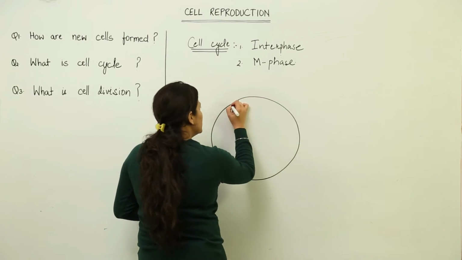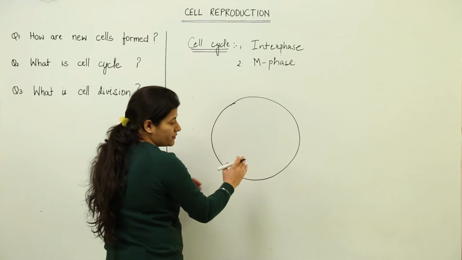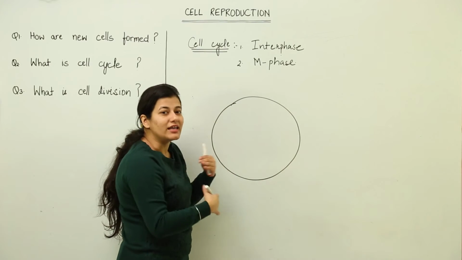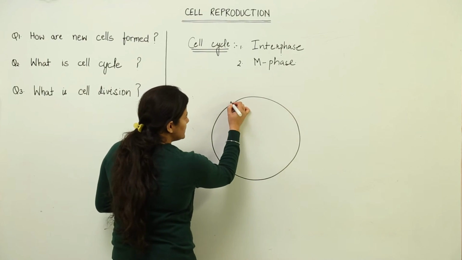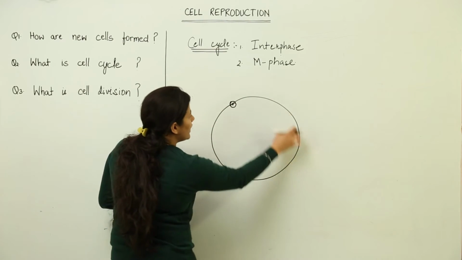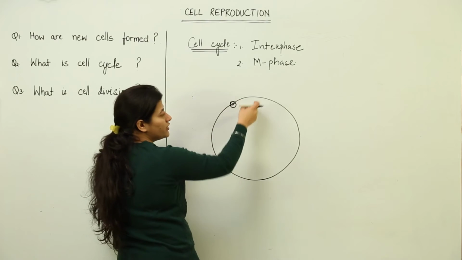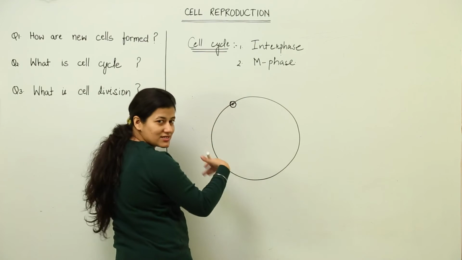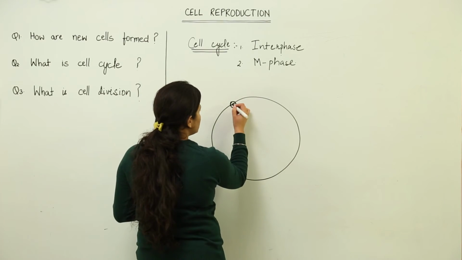Please pay attention that when I'm talking about a cycle, that means this keeps on going in a cyclic manner. Supposedly a cell starts from here, the parent cell is over here, so it would again become a parent cell. The newly formed cells would get again into that cycle. So it is a cyclic process, hence the name cell cycle.